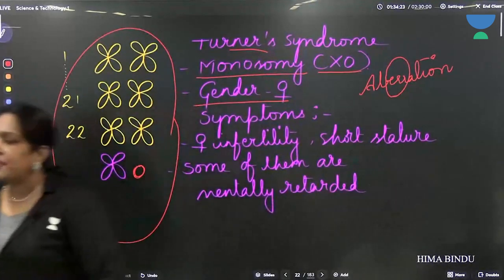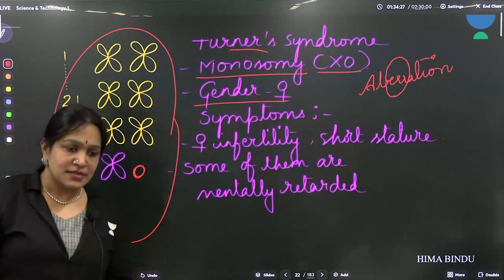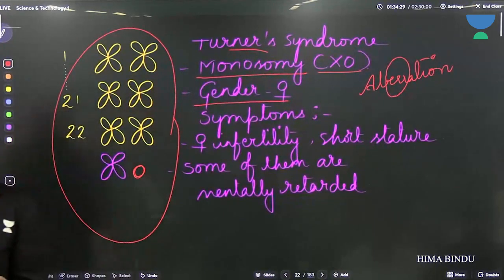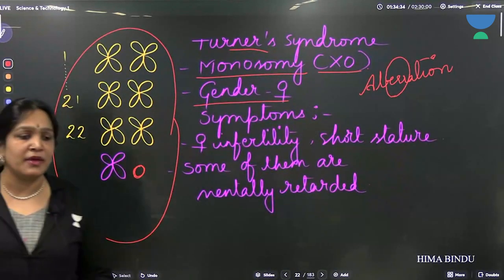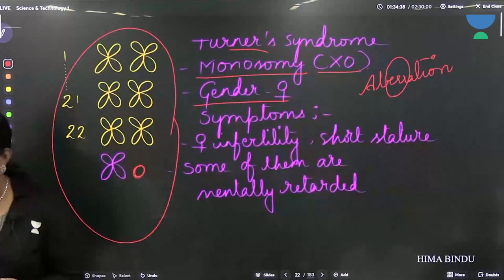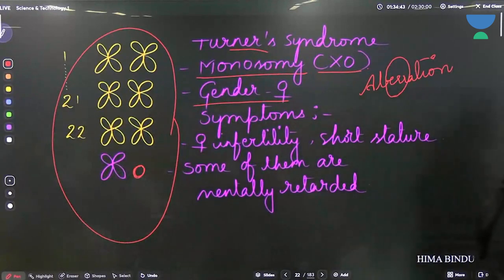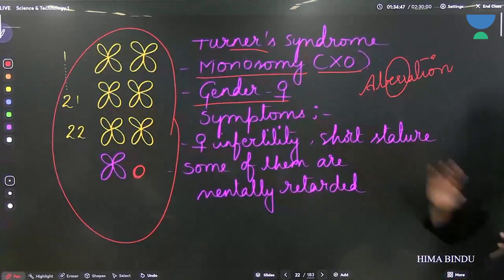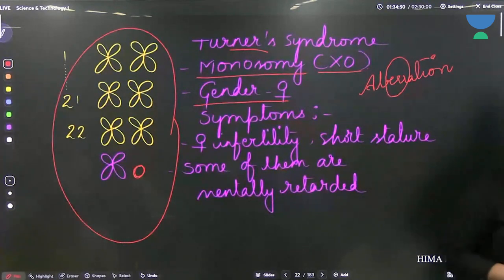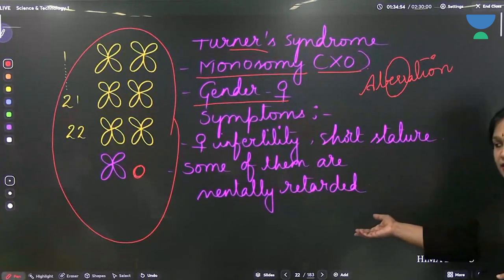Why female? Simple. Say for example, you need clouds to cause rain. In the same way, you need the Y chromosome for male characteristics. When there are no clouds, rain cannot come. When there is no Y chromosome, male characteristics cannot come. So the Y chromosome gives male characteristics. Without Y, a person cannot become a male. And there is no Y chromosome here. So it will be female, but not a normal female. We are discussing abnormalities.